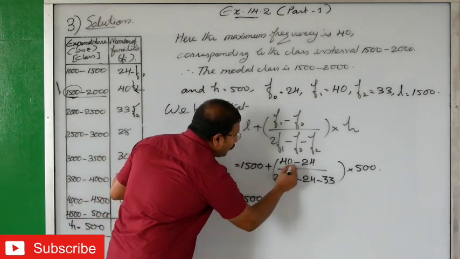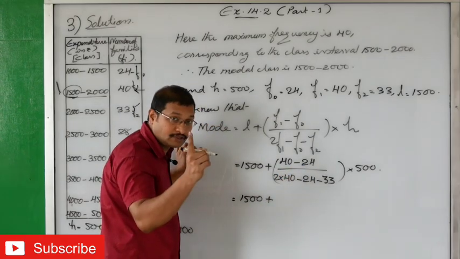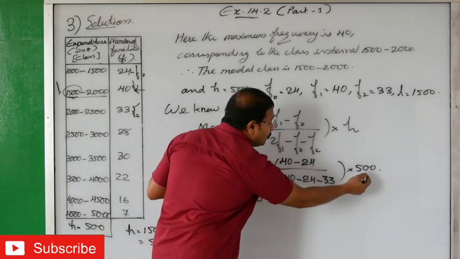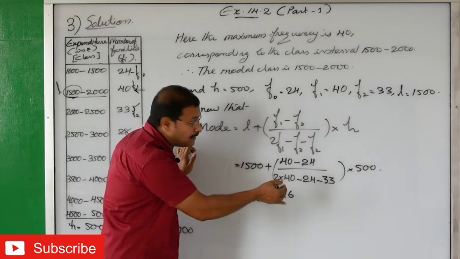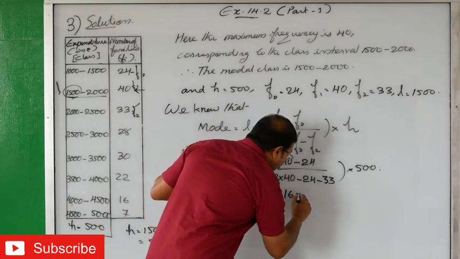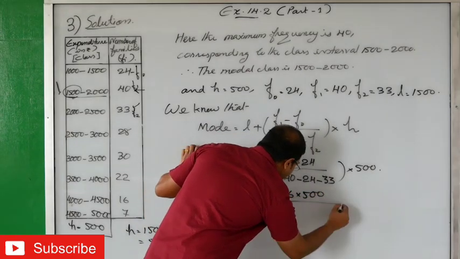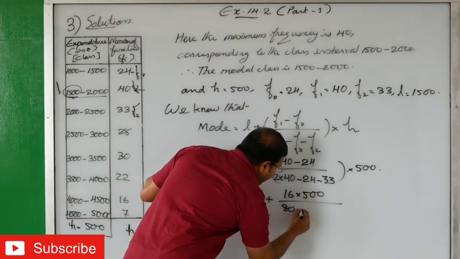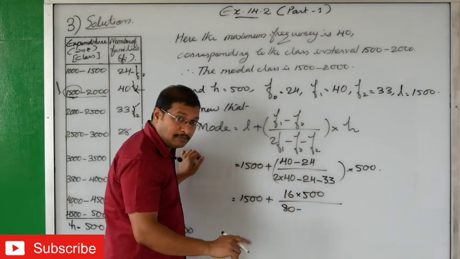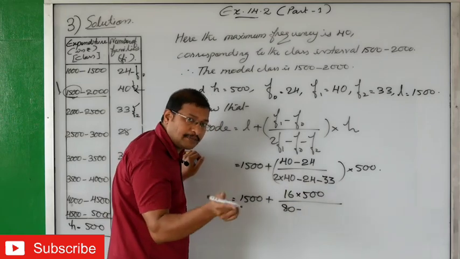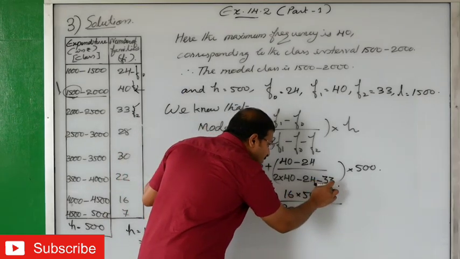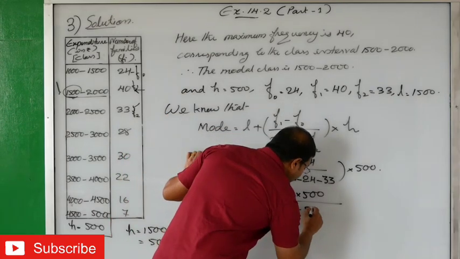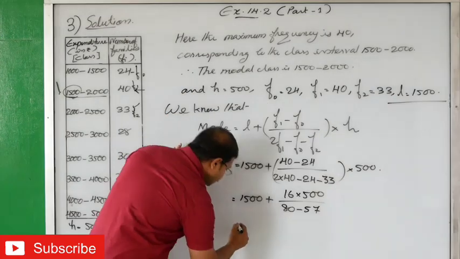Ready? This equals 1500 plus 40 minus 24, 16, isn't it? So we got 16. Now this into 500 outside, that means we can write in the numerator, into 500, divided by 2 into 40, 2 4s are 8, that means 80. Minus, these two are minus, minus into minus is plus, that means 24 plus 33, that means 57. Is it okay? So 80 minus 57. Ready?